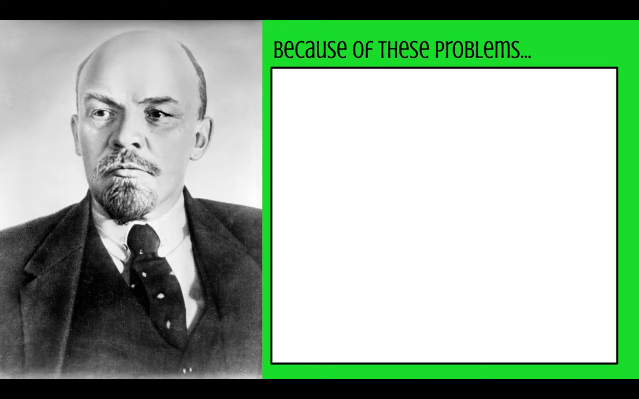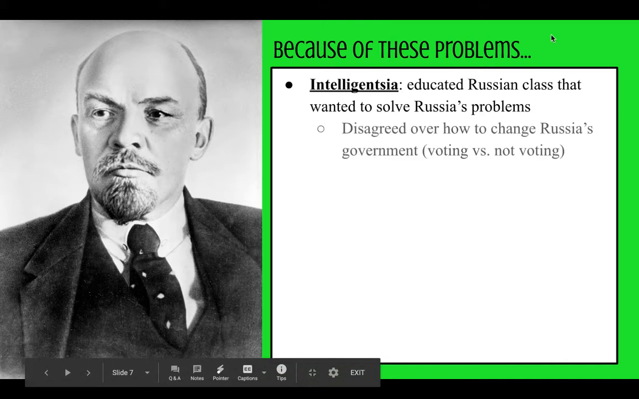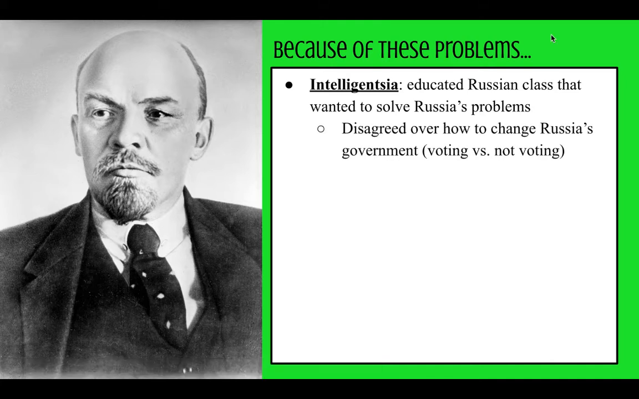Because of all of these problems, we're going to have the growth of the intelligentsia, which was the educated Russian class that basically wanted to solve all of Russia's problems. Just like in France, you get early revolutionaries who were reacting to the problems and basically saying, hey, we can fix these problems with new ideas. And we can look to, for example, the Enlightenment. We can look to Western traditions. We can look to Karl Marx and his ideas of communism. And so basically, the intelligentsia were all united in their thoughts that they wanted to fix Russia's problems.